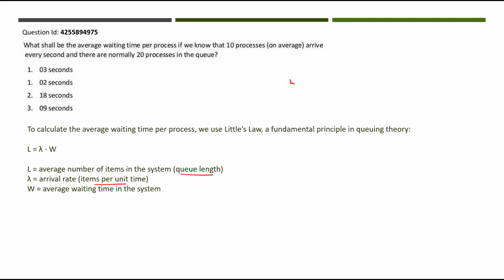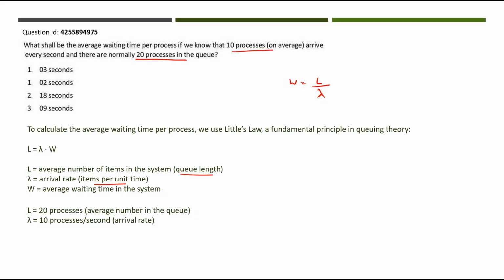So W is equal to L divided by lambda. L is equal to average number of items, so average number of processes in the queue. Average number of processes in the queue is given as 20 processes. That will be capital L. Lambda will be arrival rate. 10 processes arrive every second. So 10 processes per second will be the lambda value.